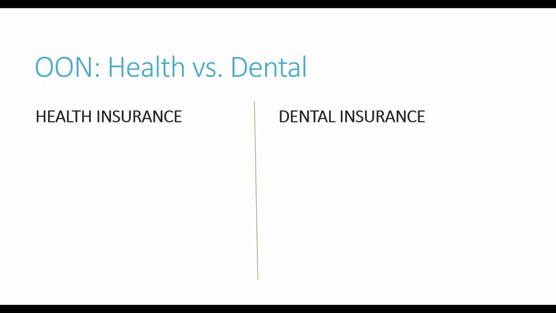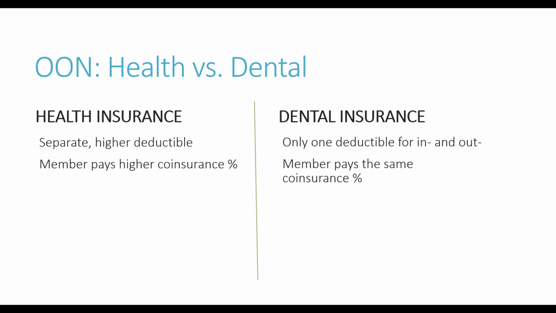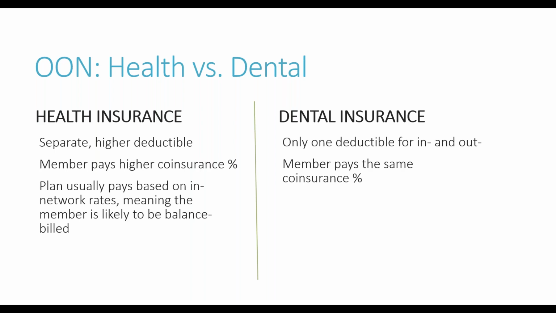So if you think about health insurance versus dental insurance, health insurance has a separate higher deductible when you go out of network. With dental insurance, there's only one deductible for in and out of network services. With health insurance, when you go out of network, the member pays a higher coinsurance percentage. Not the case with dental. It's the same percentage of the bill that the member is responsible for.